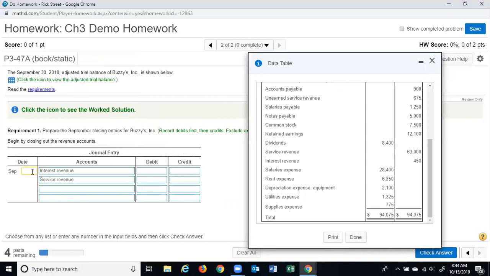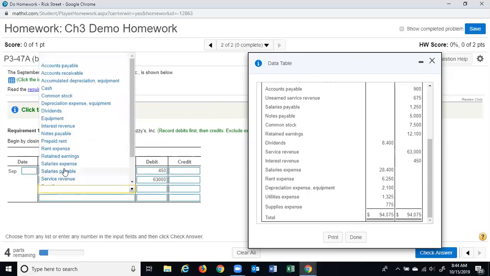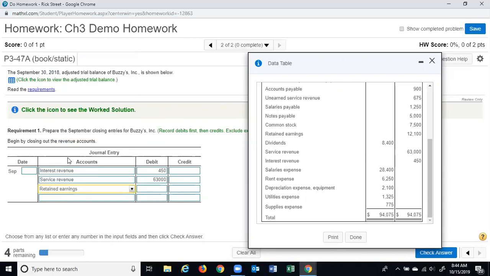Okay, so this is the closing date, September 30th. Our interest revenue is $450. And our service revenue is $63,000. Okay, notice that I'm debiting my revenues. That's because they have a normal credit balance, and in order to make them zero, we have to debit them for the exact amount. Now we're going to close these out to retained earnings. So we add those two up and we get 63,450.